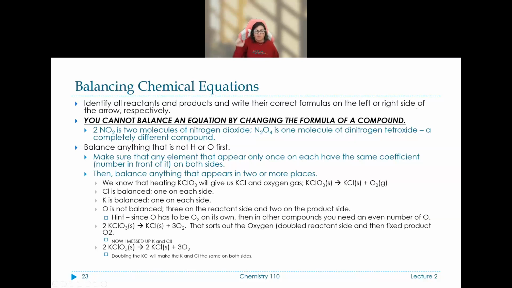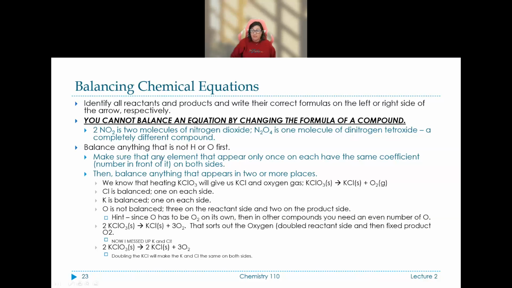We have to keep those things exactly as they appear, all right, and then use coefficients in front of them to do our balancing, okay? 2NO2 is 2 molecules of nitrogen dioxide. N2O4 is 1 molecule of dinitrogen tetroxide. They're completely different compounds, so we need to make sure that we've got what we need on each side.